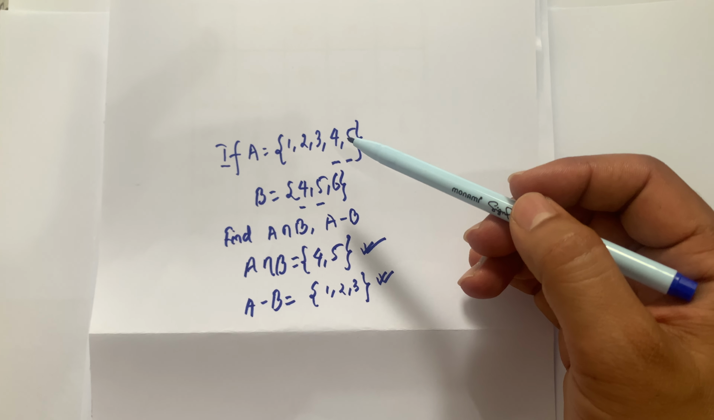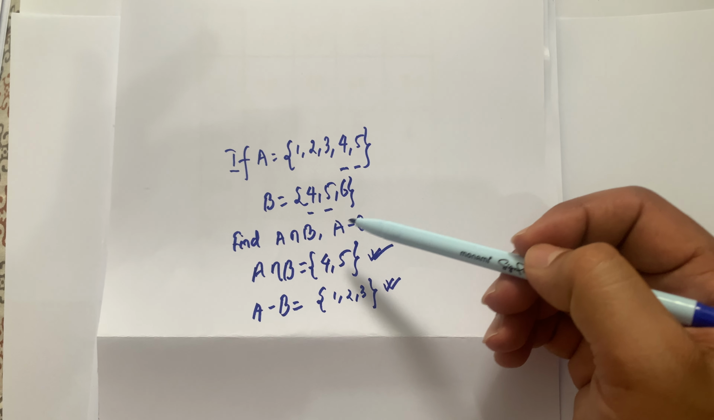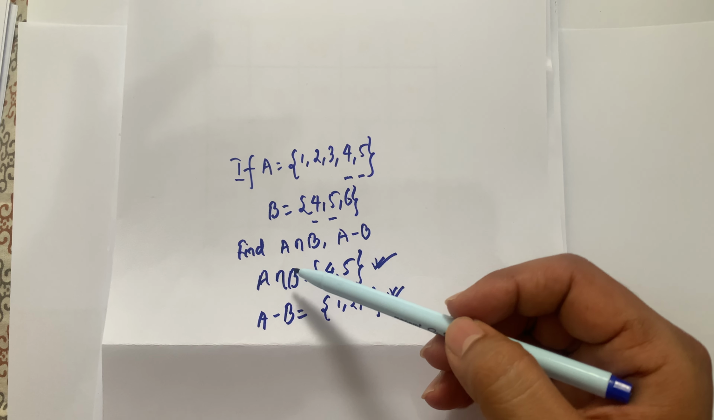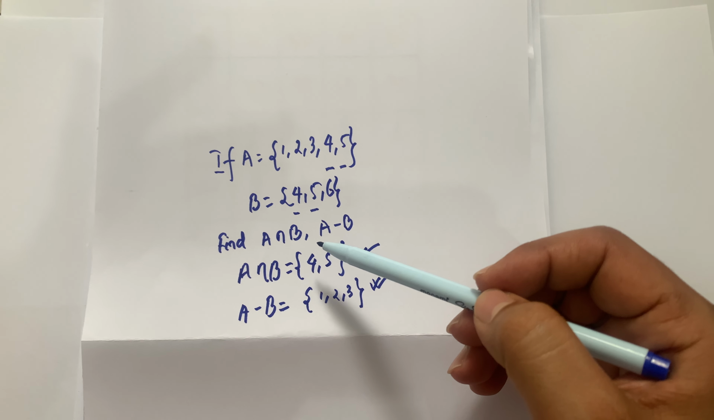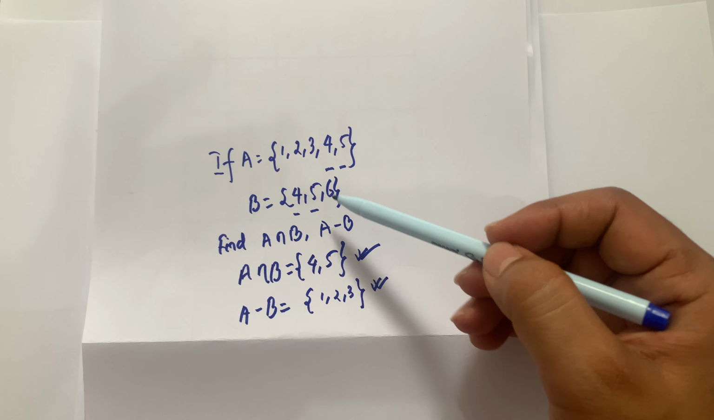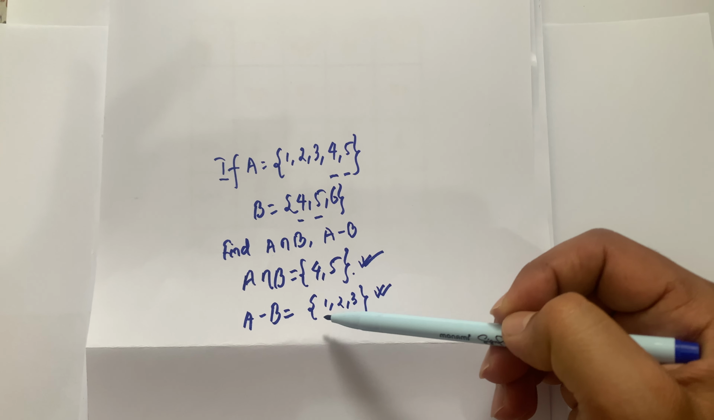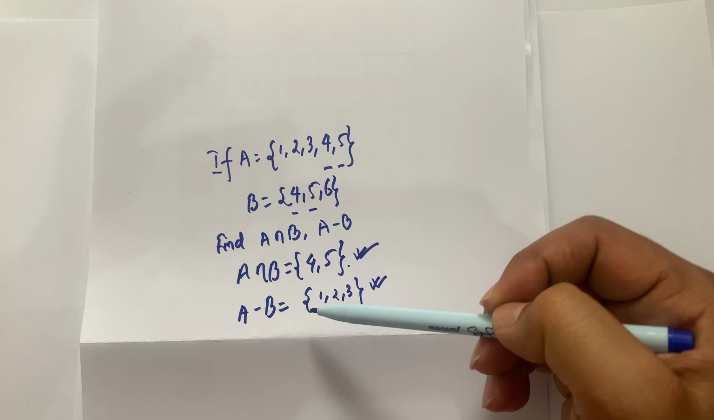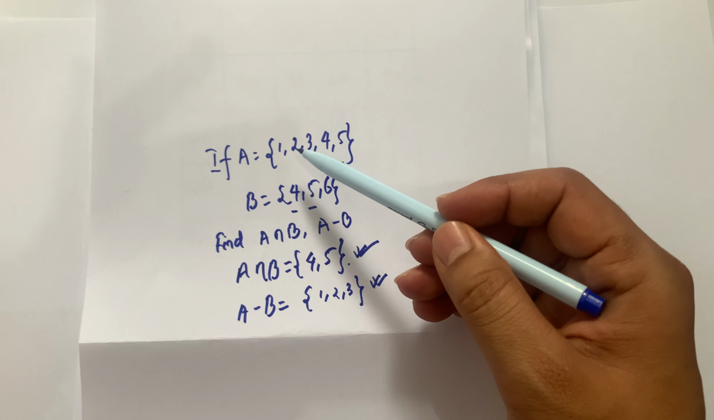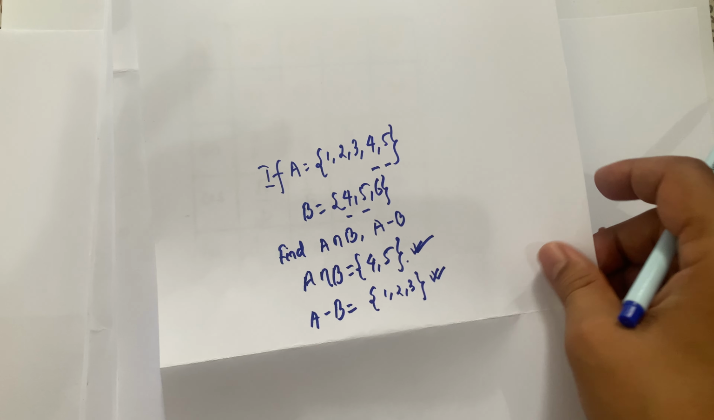If set A is equal to {1, 2, 3, 4, 5} and set B is equal to {4, 5, 6}, find A intersection B and A minus B. Here in A intersection B, we have to find the elements in both set A and B: 4, 5, 4, 5. So the answer is 4, 5. And A minus B means elements contained only in A, so 1 to 3 are contained only in A. This is the first question.